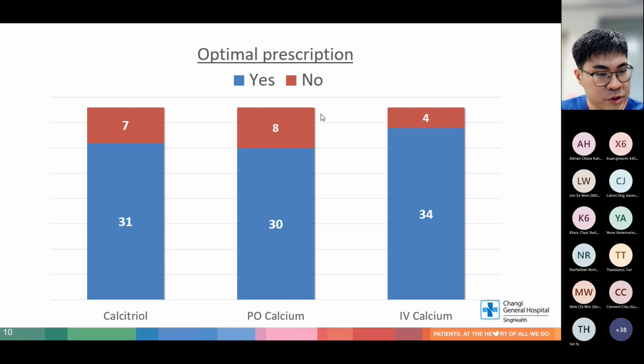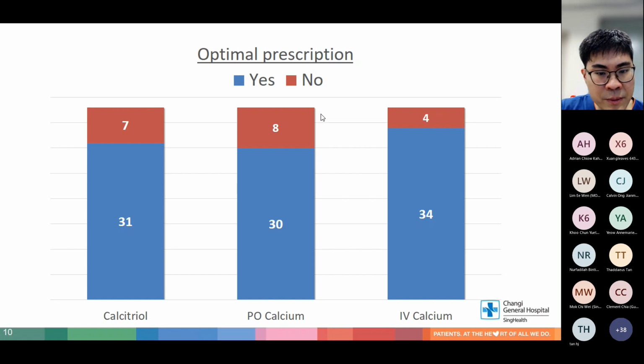I'm glad to say that the majority of them were managed adequately. But across the board, looking at calcitriol and calcium replacement, slightly more than 20% could have been better. This applies to calcitriol and oral calcium. There were very few IV calcium cases that could be better.